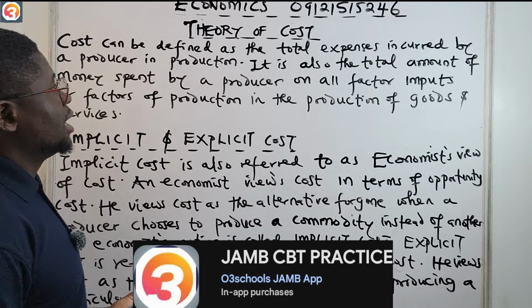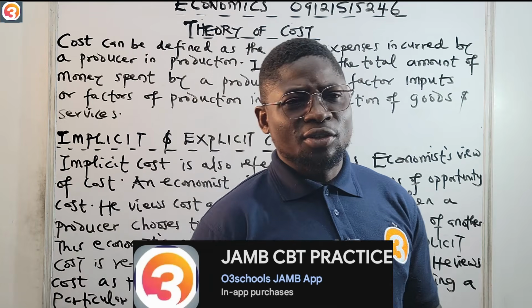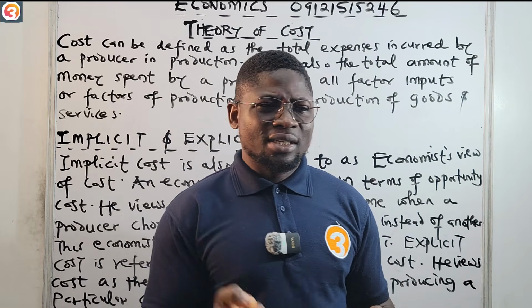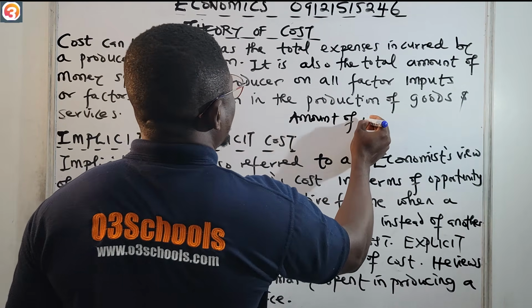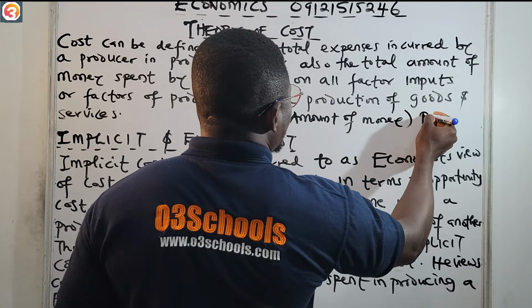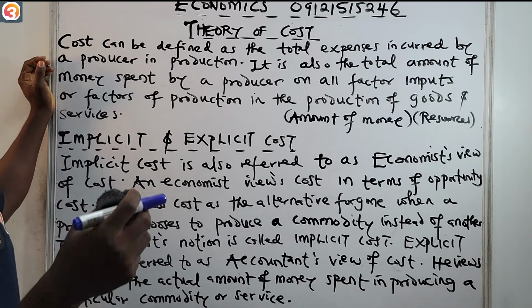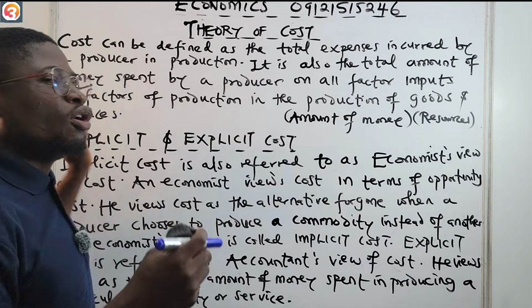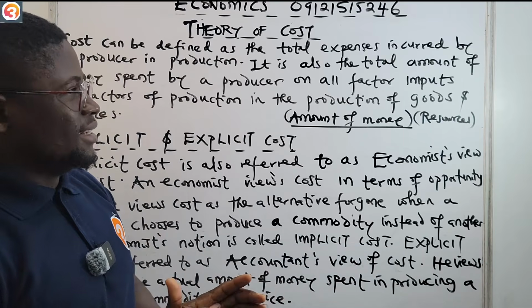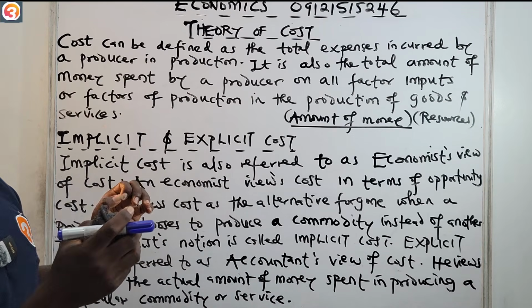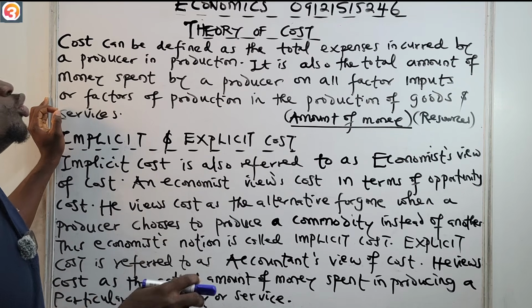So let us go into cost. When they ask what the cost of this thing is, you know it has to do with money. So cost is the amount of money or resources that a business spends to produce or make something. That is what we call cost.